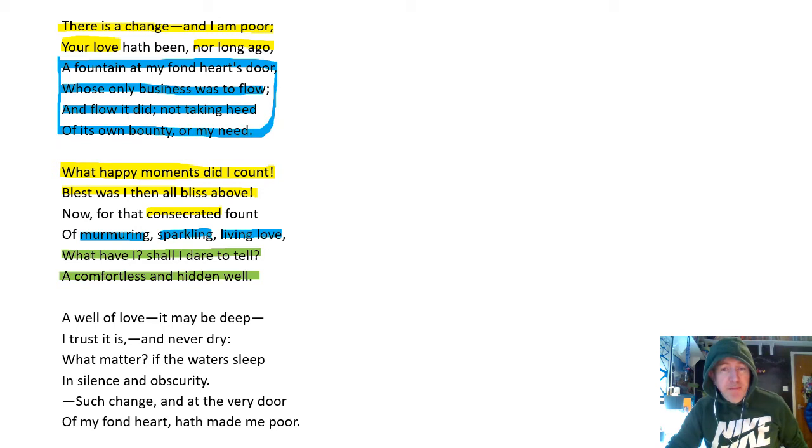The poet, the narrator, then focuses on this idea of a well, and he describes it as a well of love. If you can hear the dog in the background, I apologise. A well of love there, and he says it may be deep, and he hopes it is. He trusts that it's deep, and it's never going to dry out. So the water image here has shifted into a new metaphor.